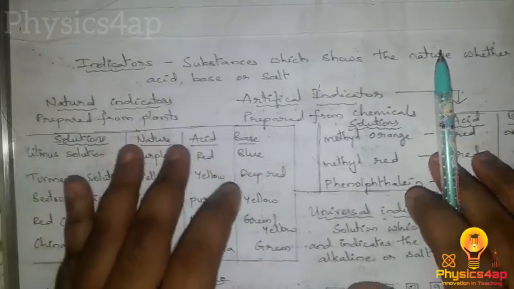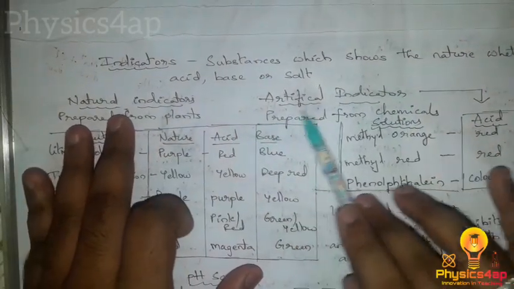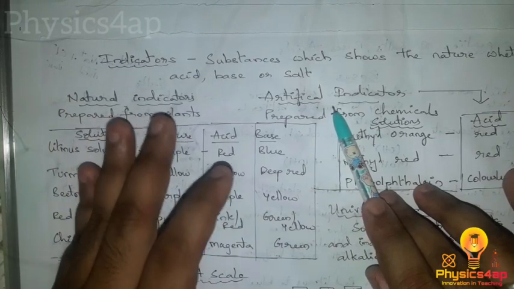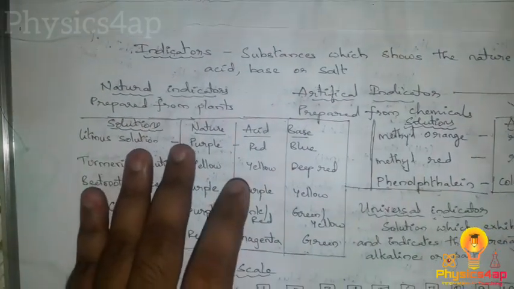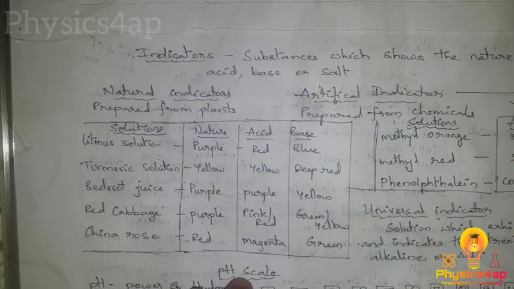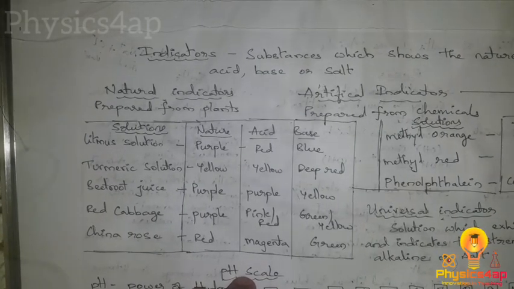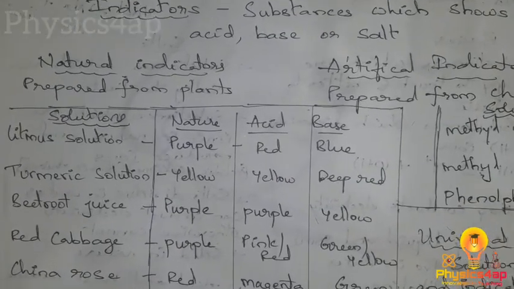Indicators are of two types, one is natural indicator, another is artificial indicator. So let us see about the natural indicator. Natural indicators are the indicators which are prepared from plants.